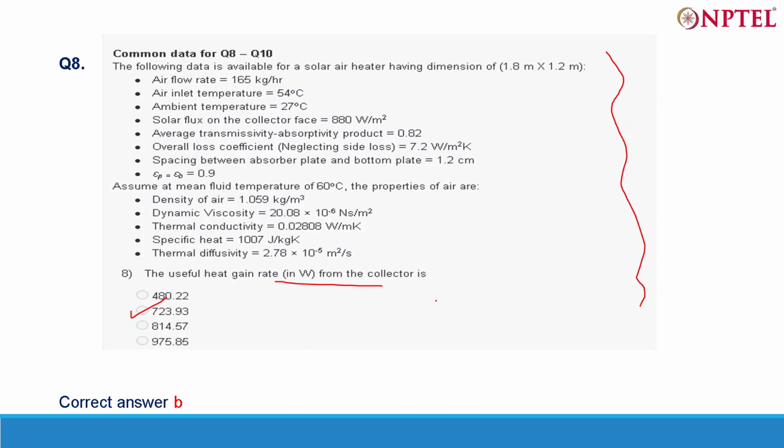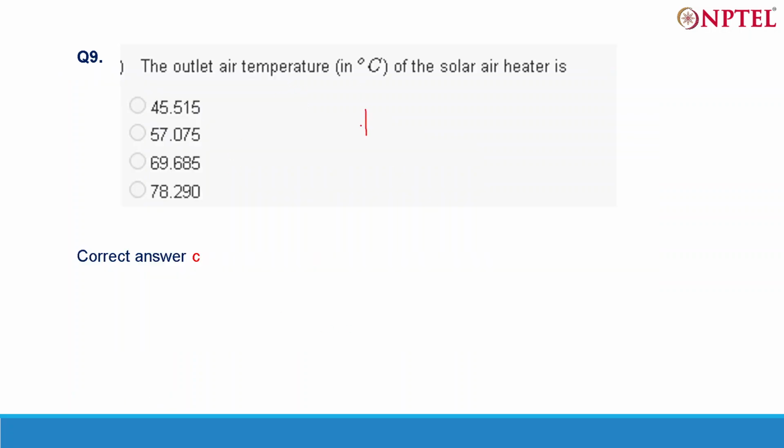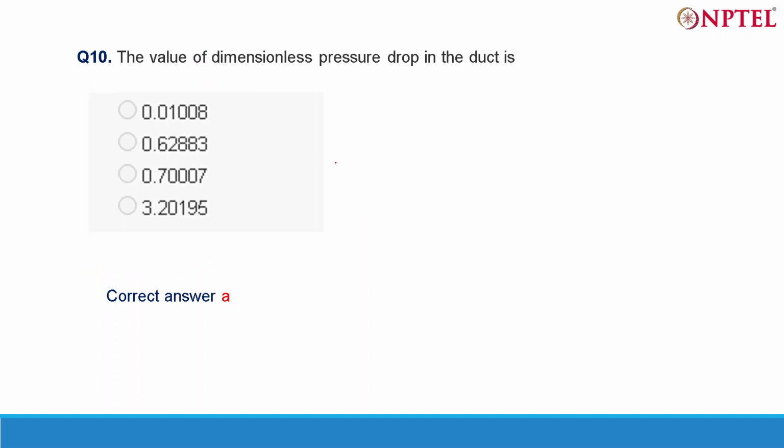So basically in this question you have to find the Qu, that is the useful heat gain. Then you have to find the temperature at the outlet, and then the pressure drop. Okay, so you can easily calculate this question. This is not a very big thing. All the formulas are actually given. So I will write the pressure formula here.